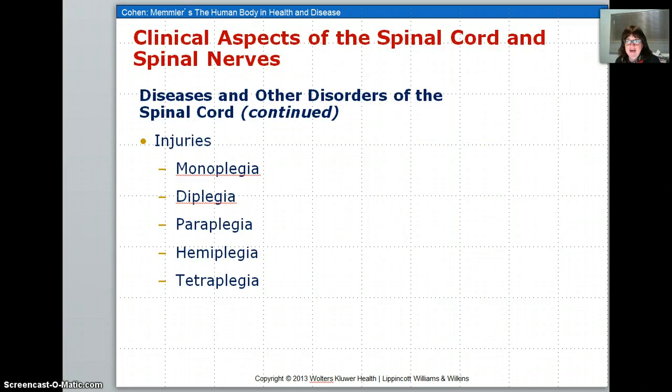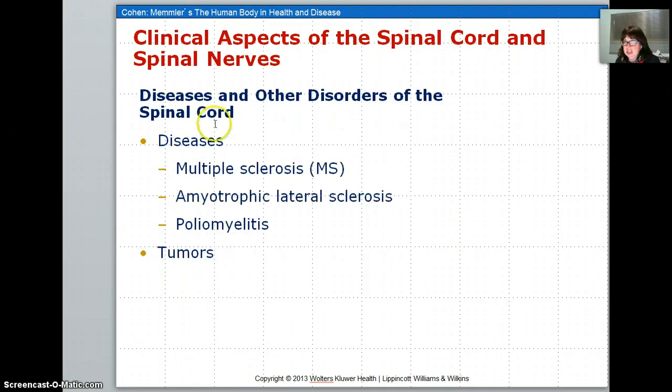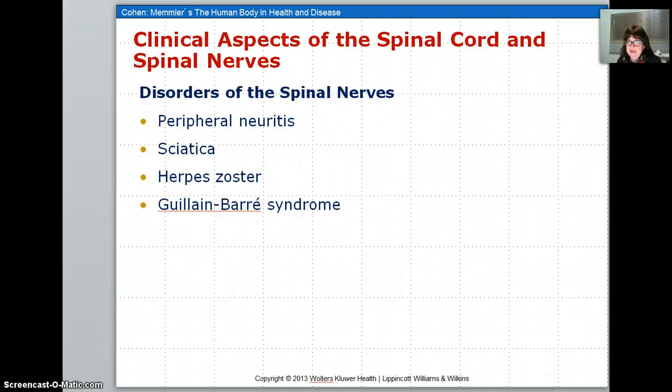I just want you to be aware of the conditions or the diseases with the spinal cord: multiple sclerosis, which is the lack of myelination; atrophic lateral sclerosis; and poliomyelitis, which is the polio virus. ALS is the big ice bucket challenge. Just to be aware of it, quite often you will have herpes zoster, which is the type of herpes that is along the spinal cord. Again, I just want you to be aware of the diseases.